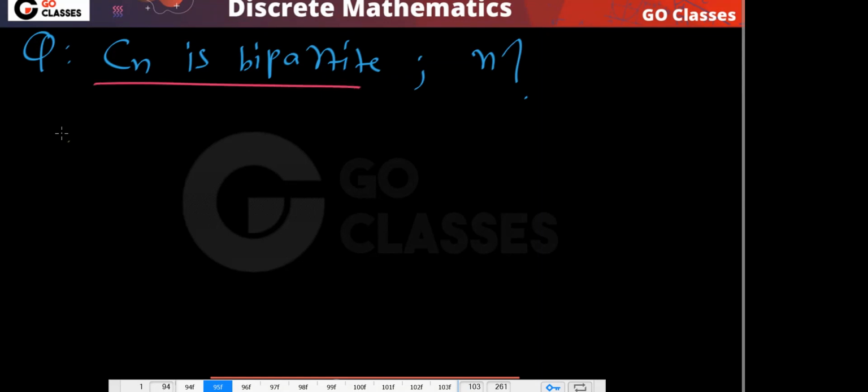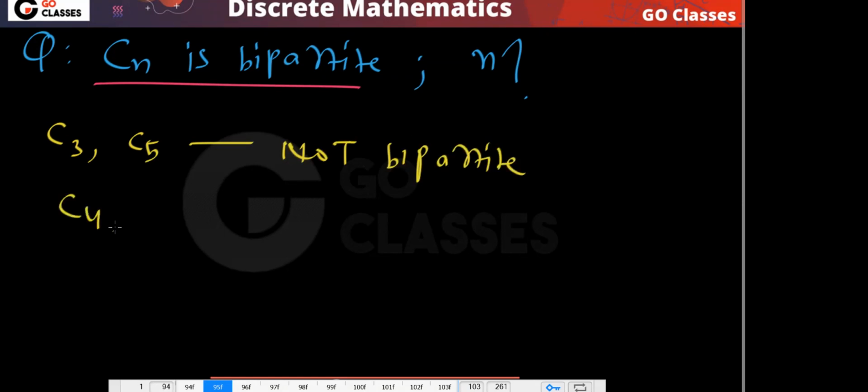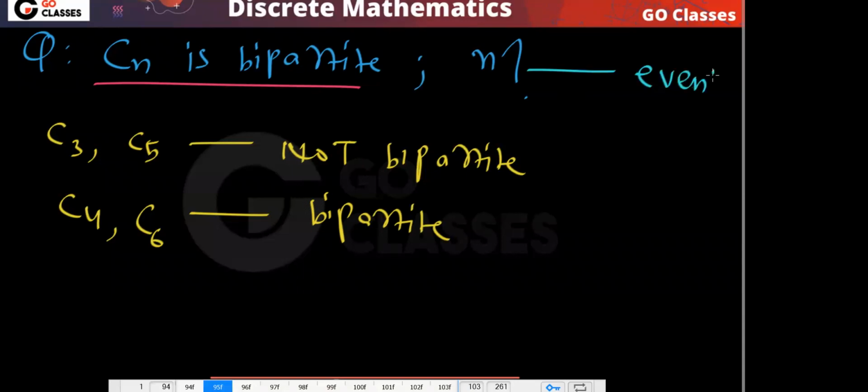So you can notice that C3, C5 are not bipartite. And C4, C6 are actually bipartite. So what should be N? The answer is actually very simple. N should be even.